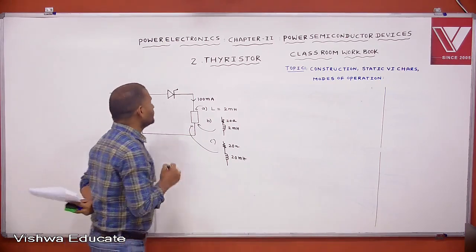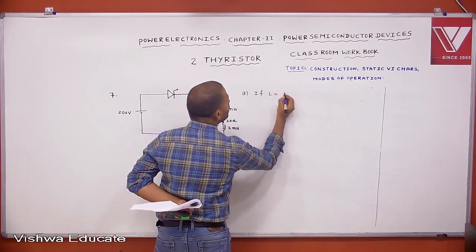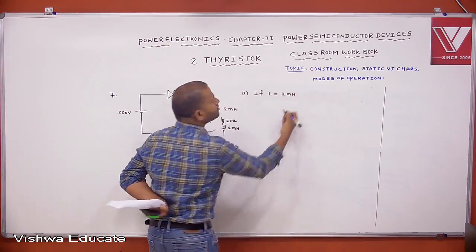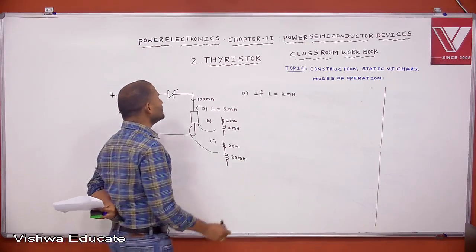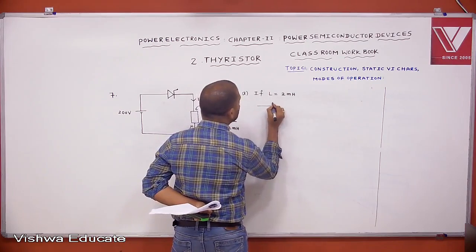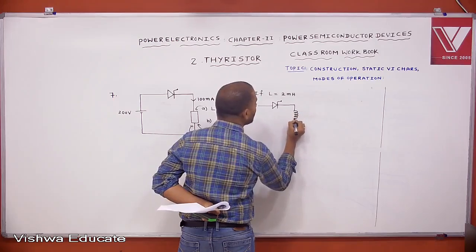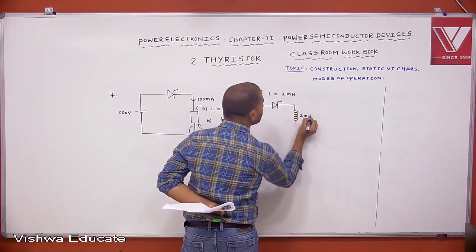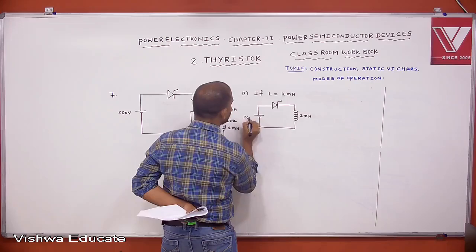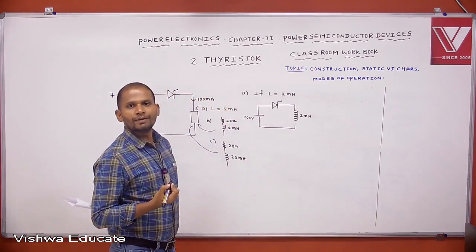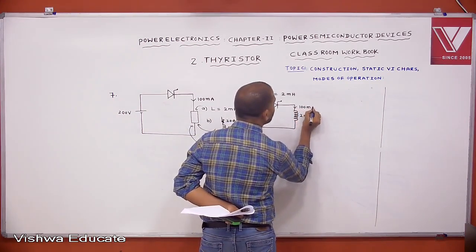Okay? See the first one. If L equal to 2 millihenry, if the load is 2 millihenry, then what is the minimum gate pulse width? We are connecting a thyristor with an inductance of 2 millihenry. The supply voltage is 200 volts. What is this current given? This current is taken as a latching current, 100 milliampere.